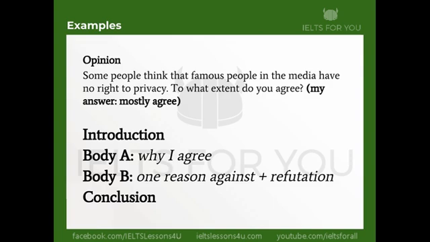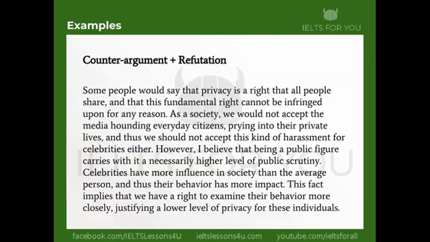And finally, the opinion essay about privacy. Famous people, do they have the right to privacy? And body A, why do you agree? Why do you agree that people in the media, famous people, do not have the right to privacy? Body B, give one reason against your idea, and then provide your refutation. Okay, answer that reason against.